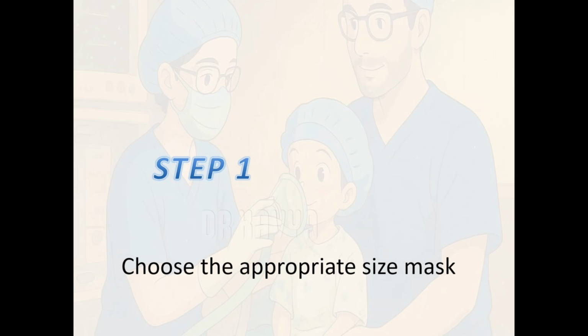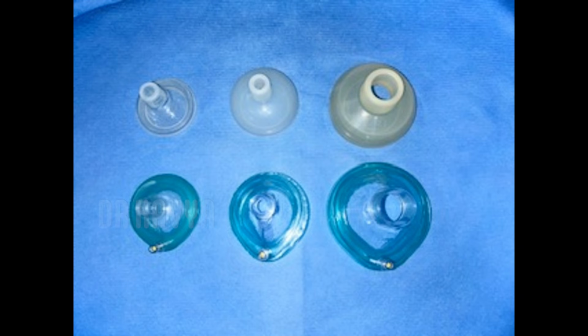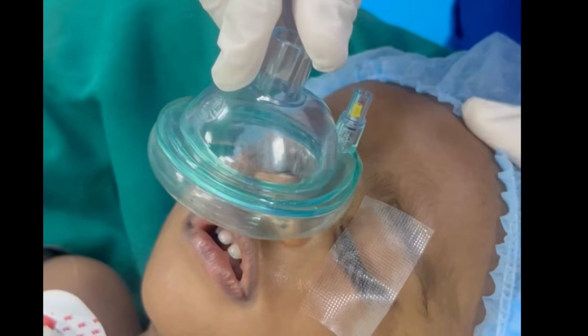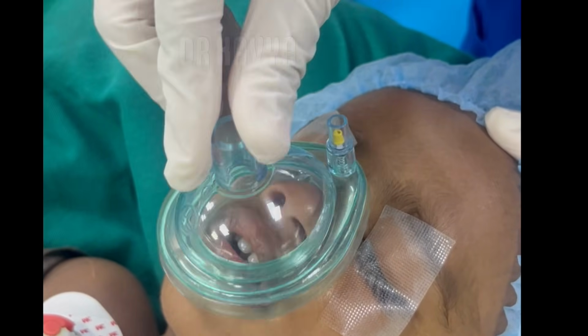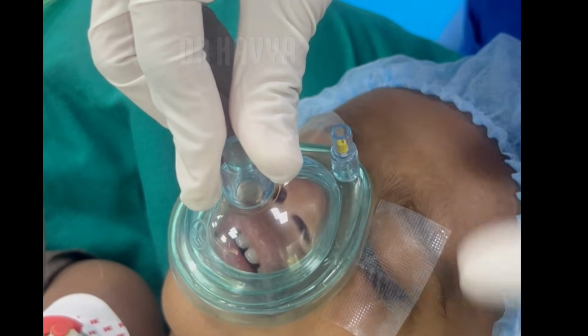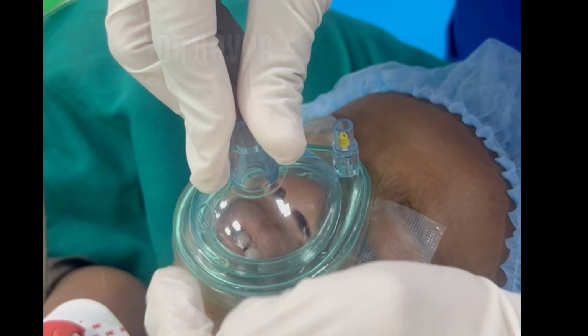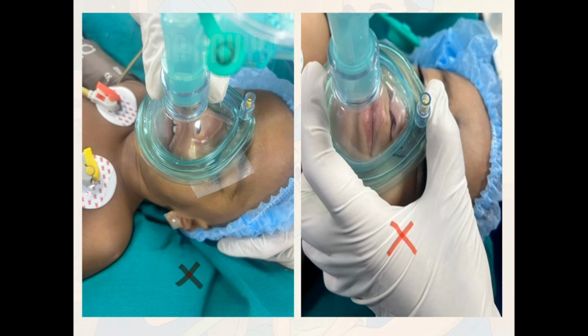Step 1 is to choose an appropriate size face mask. Choice of the mask is based on the child's age and facial dimensions. Place the tip of the mask on the glabella and drop it down on the chin so that it's neither too big to cause compression of the eyes nor too small to block the nostrils.